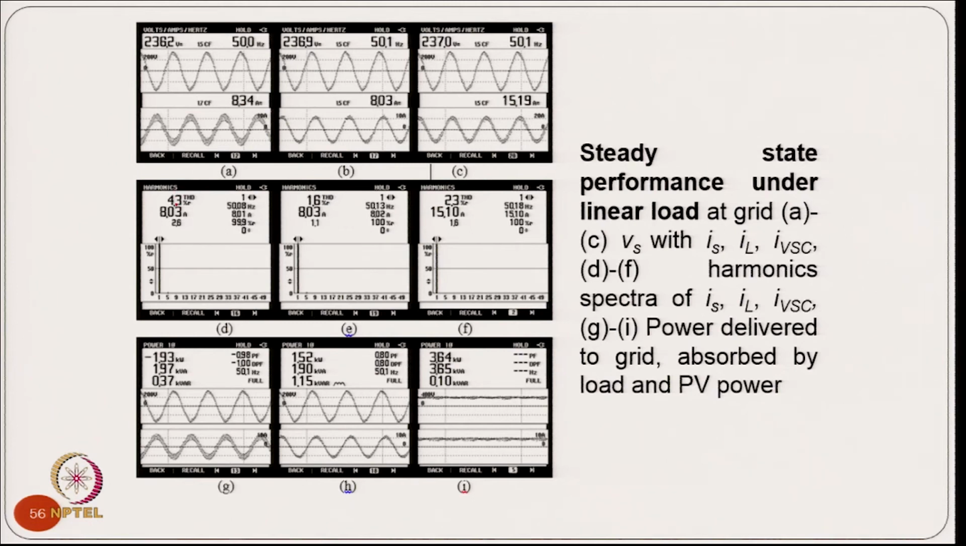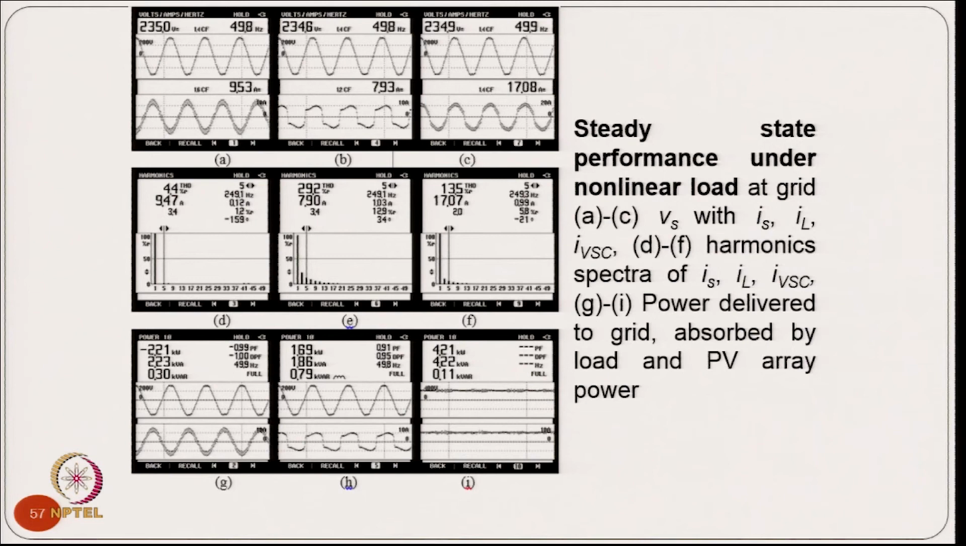You are able to get THD of the order of 4.3%, which is less than even 5%, and you are able to get a power factor of almost unity on the grid, and you are able to have even load compensation. This is a non-linear load, and the load current THD is quite high, while the grid current THD is low, and then you are able to have a unity power factor on the supply.